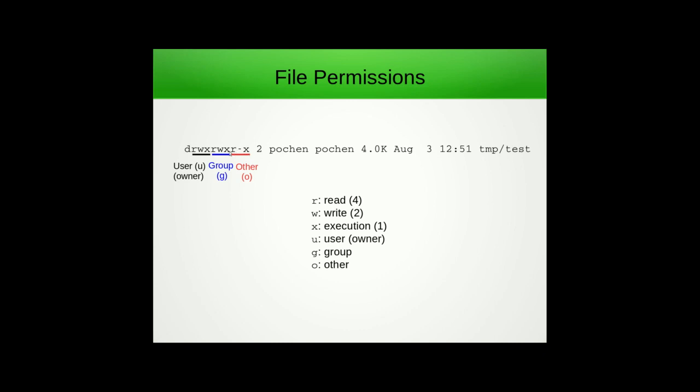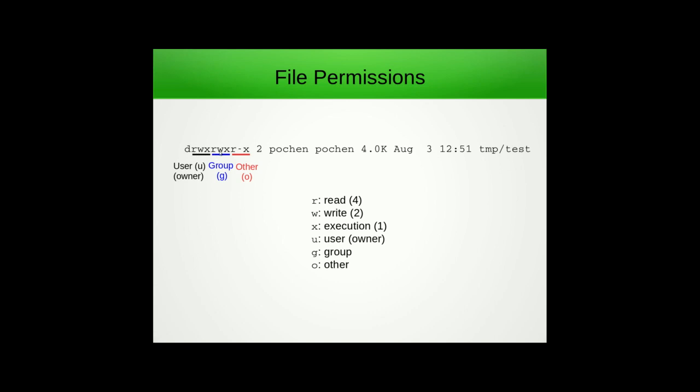And then for the rest, you have 1, 2, 3, 4, 5, 6, 7, 8, 9 characters for the rest of the attribute column. Those 9 characters are grouped into 3 groups, and each of them has 3 letters in it. The first 3-letter group indicates the permission for the user or owner of the file, for the user account that actually generated this particular directory or file. So it's rwx, and r means read permission, w means write permission, and x means execute permission. So the user, the owner of the file or the directory, has read, write, and execute permission.